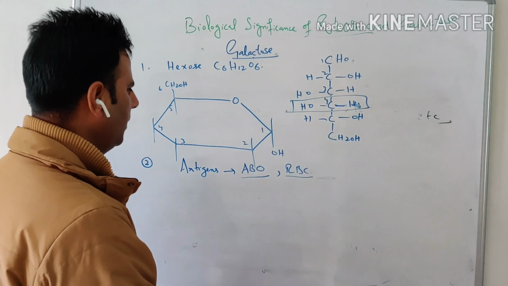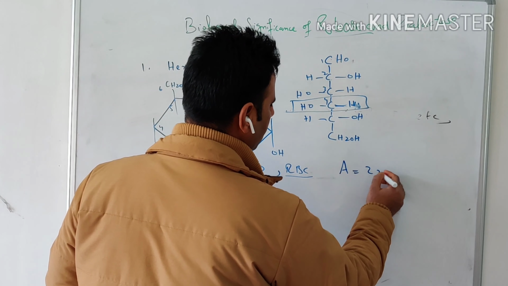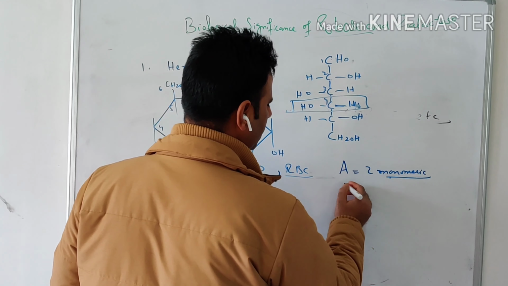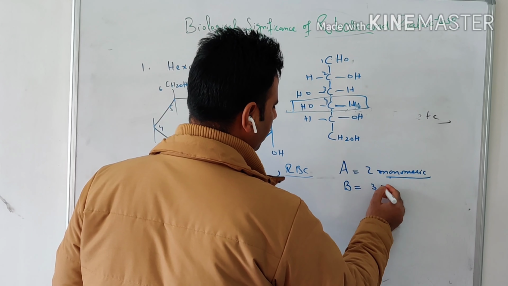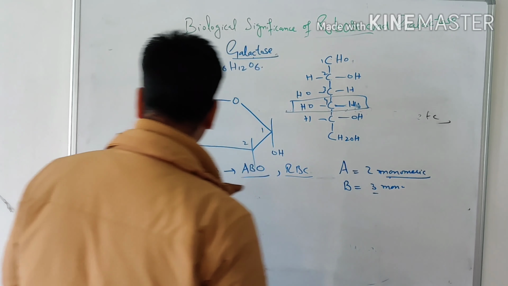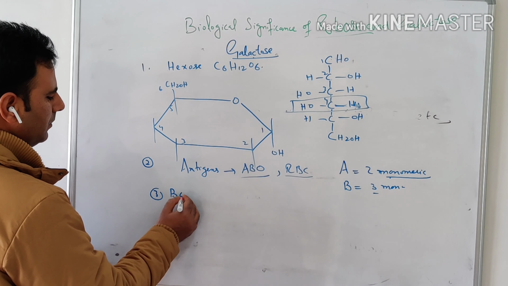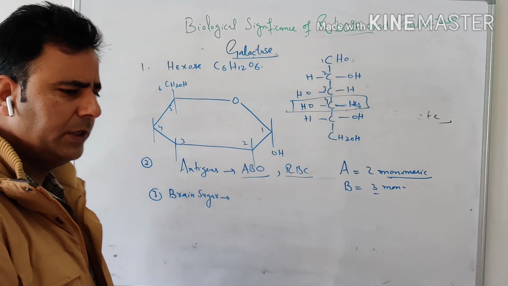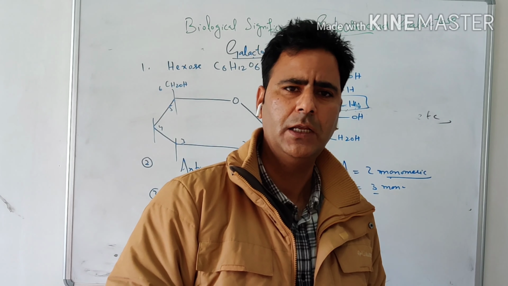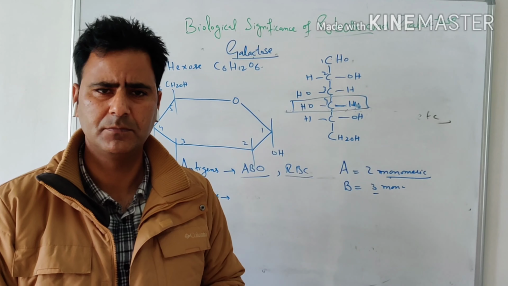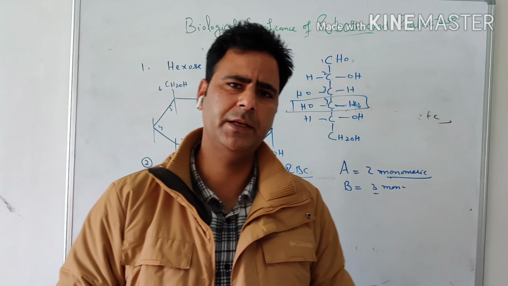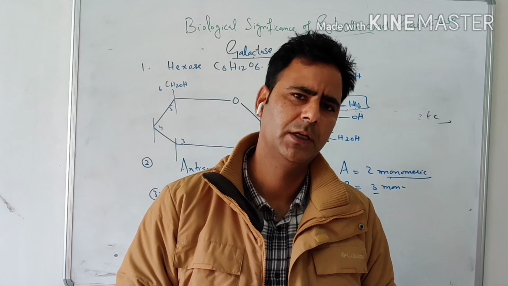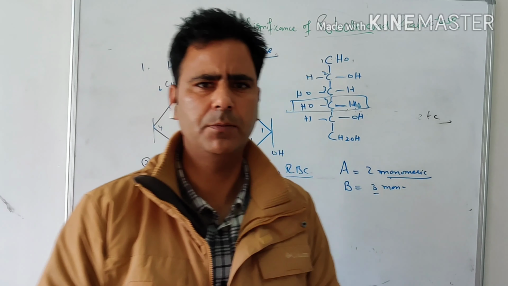So, so far as blood group A is concerned, there are two monomeric units of galactose, and for B there are 3 monomeric units of galactose. This galactose is also known as brain sugar. We call it brain sugar because it has a role in the development of brain during infant life, at the stage of infancy and at the stage of childhood.